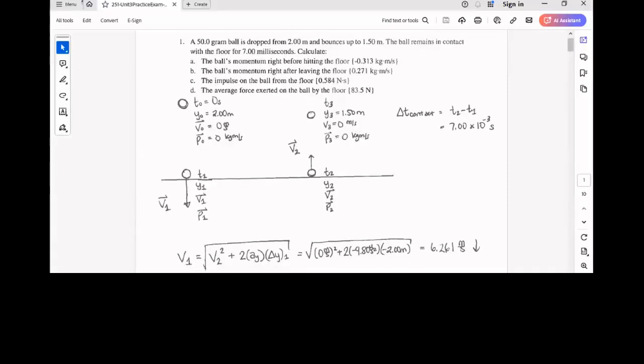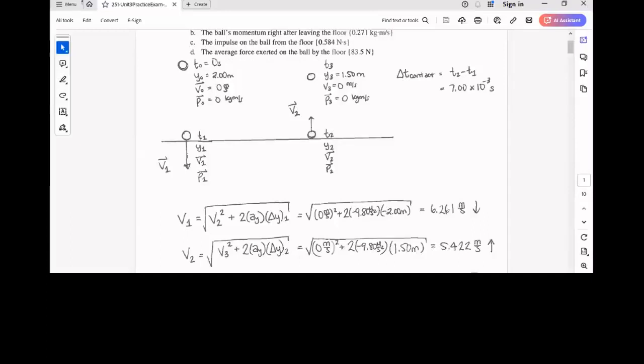So first, let's just start with kinematics. I have enough information to use the time-independent kinematic equations in order to figure out the values of V1 and V2. I know that the ball is just experiencing free fall between t equal to 0 and T1, so I can determine the velocity right before it hits the floor. That's 6.261 meters per second in the negative direction. Remember, the time-independent kinematic equations always give you a speed.